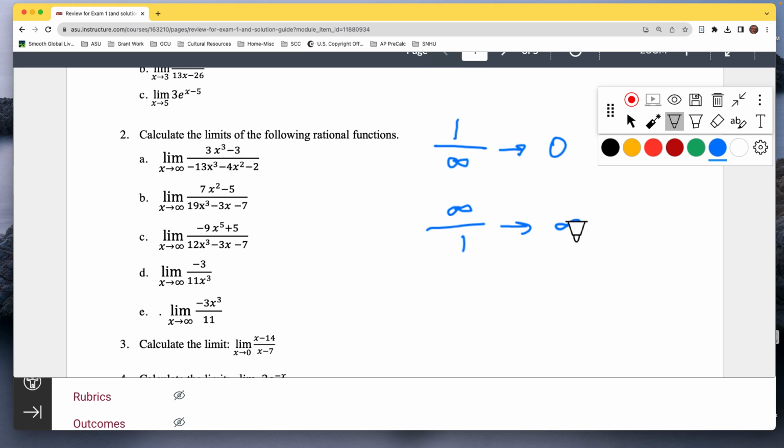And sometimes we would say the limit does not exist. But again, it'll be one of those two, because infinity itself is not a number. Okay, so there's those two concepts.